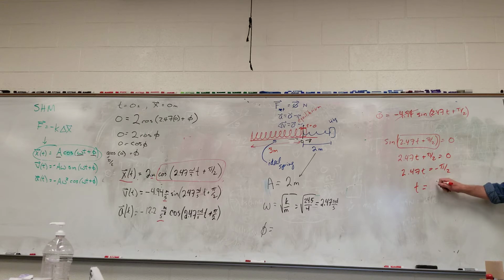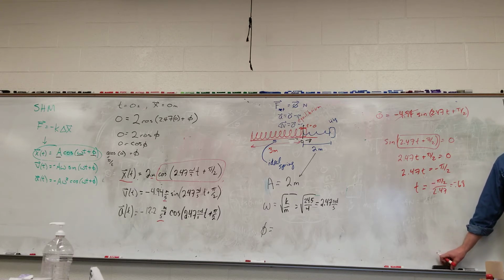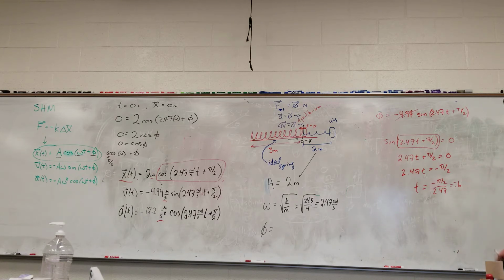All right, so negative pi over 2 over 2.47. And what do you get? Negative 0.63 seconds.